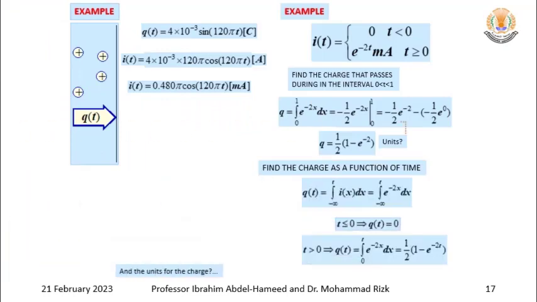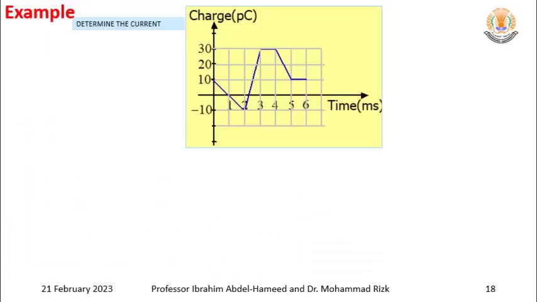Also, we started here some examples. You can get the charge if you know the current and vice versa. For example, in this figure, you have the charge as a function of time, and I will ask you, determine the current graphically. So what does it mean to get the current? This means dq over dt.